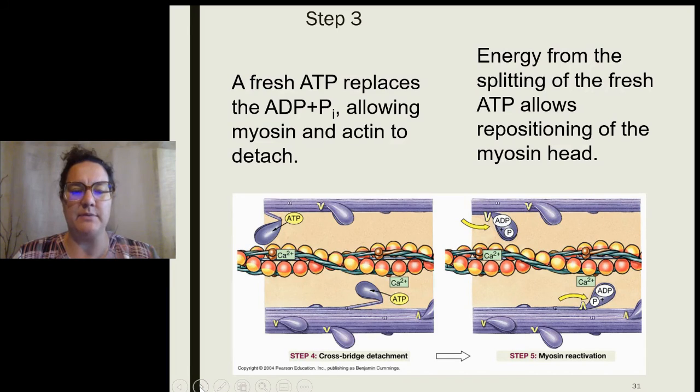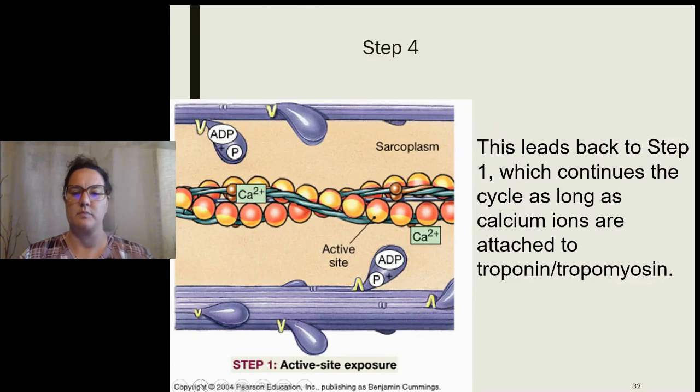Now a fresh ATP replaces the ADP plus P, or the used ATP, allowing the myosin and actin to detach. Energy from the splitting of the fresh ATP allows the repositioning of the myosin head. So every single movement of that myosin head needs a new ATP molecule. Now in step four, which takes us back to step one, calcium is going to bind onto that active site, exposing it for the myosin to attach, and this just continues as long as the calcium ions are attached to the troponin and tropomyosin, and as long as muscle contraction needs to continue.